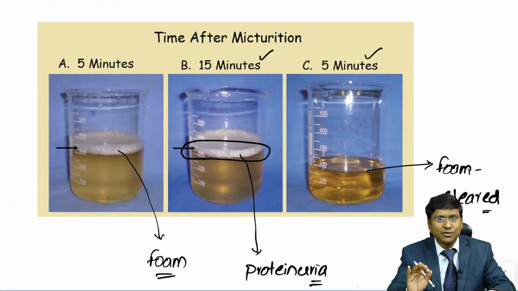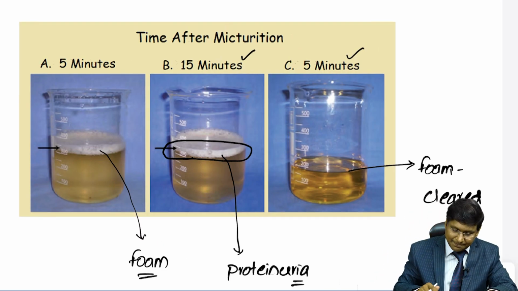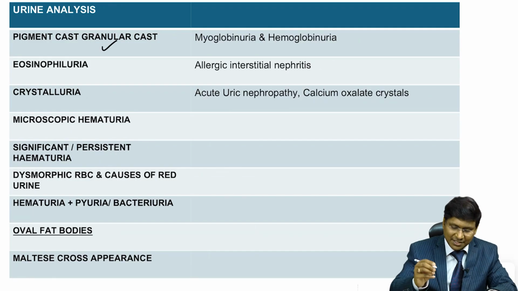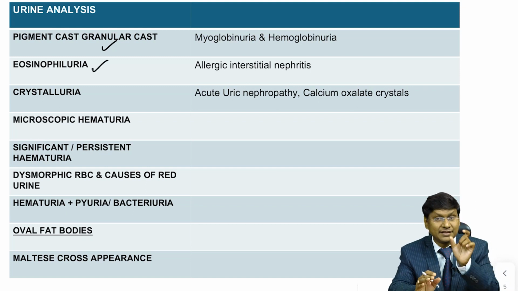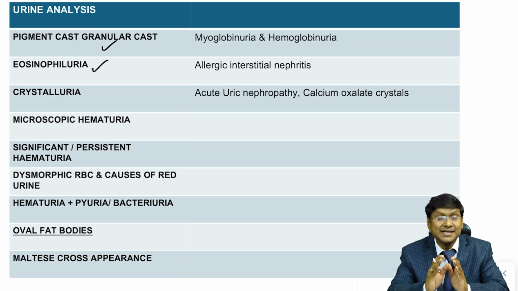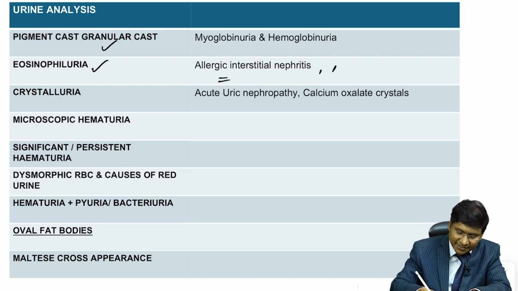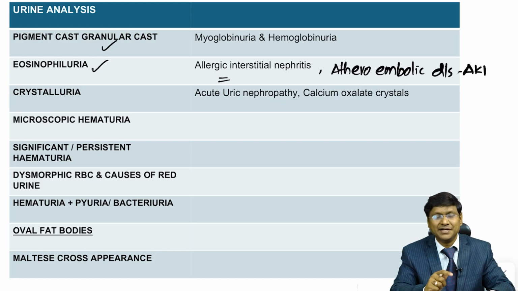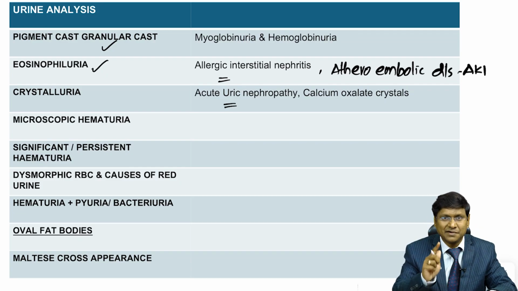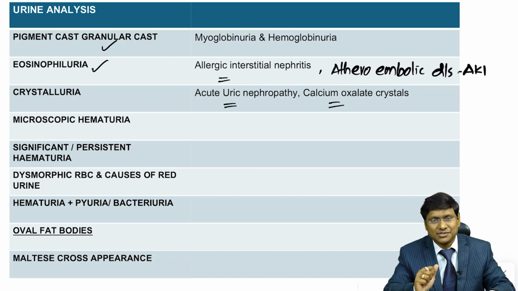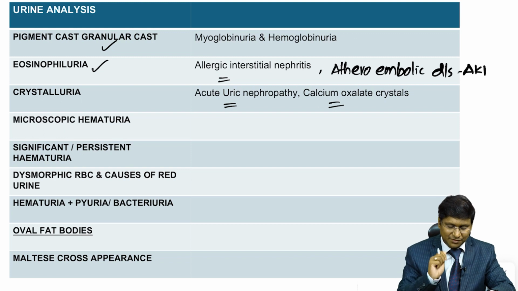So, RBC cast in glomerulonephritis, WBC cast in pyelonephritis. Now, what are the conditions where you will have the pigment cast? The pigment or granular cast is observed in case of myoglobinuria or hemoglobinuria. Then eosinophiluria, where the eosinophils start getting excreted within the urine, is observed in case of allergic interstitial nephritis, and it is also observed in case of atherosclerotic diseases causing acute kidney injury. You will have the eosinophiluria. The conditions where you will have crystalluria are acute uric acid nephropathy, that is in case of gout or gouty arthritis, as well as calcium oxalate crystals. These are the two scenarios where you will have the presence of crystalluria, right?